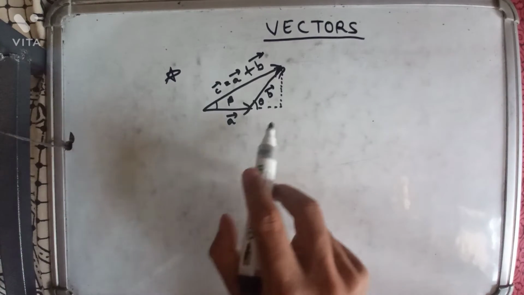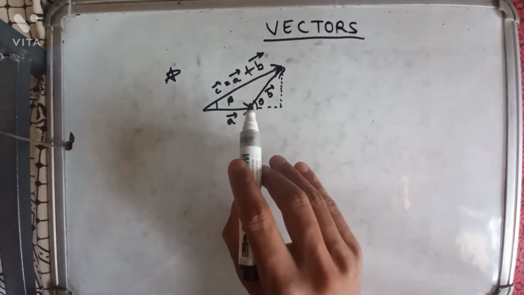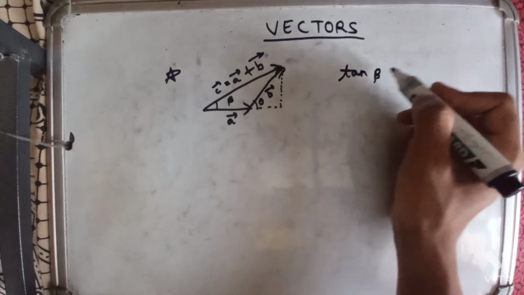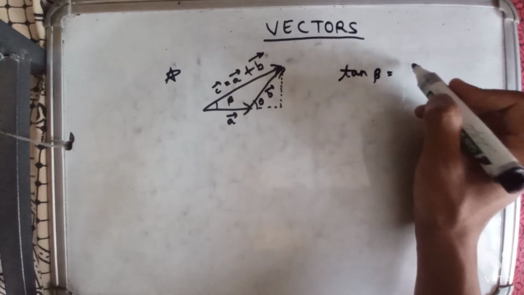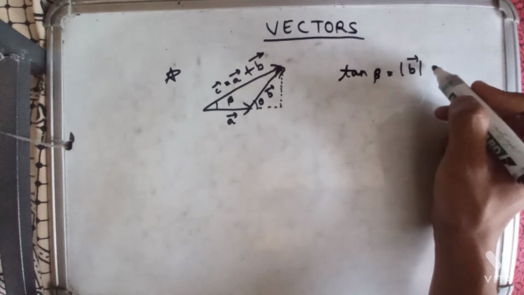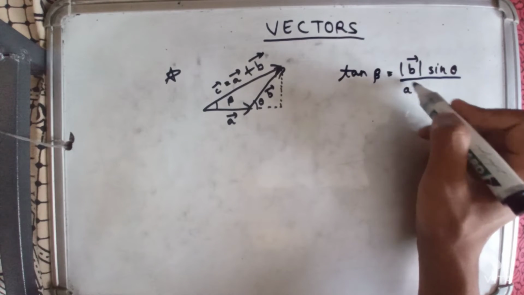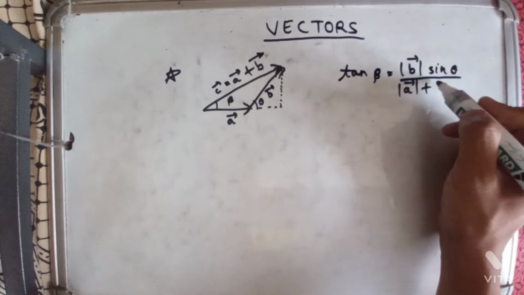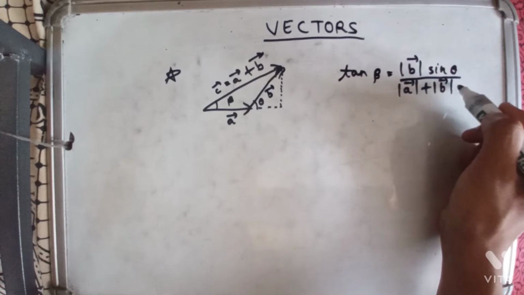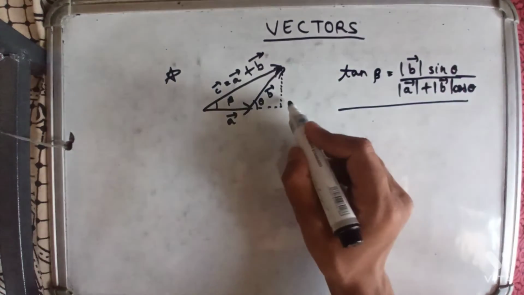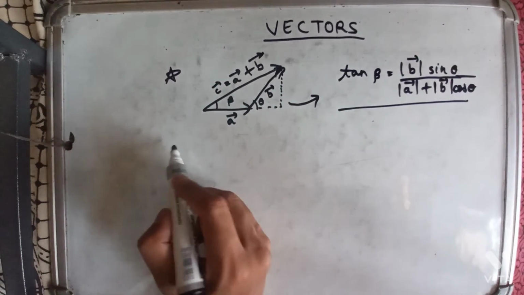Here in this case all things are given. Please have a look at this, and we have to find the beta angle. So the formula for this is tan beta is equal to this thing. So remember this formula also if this situation is given.